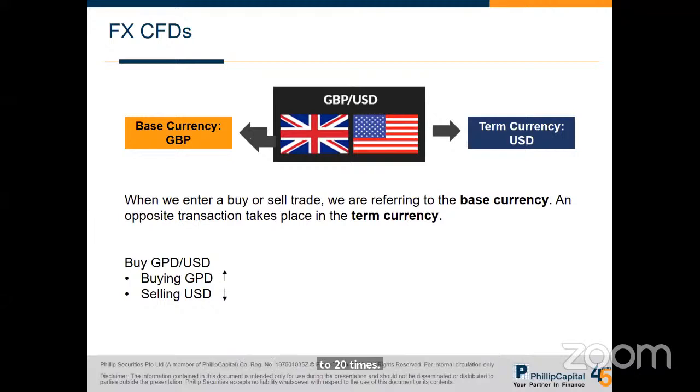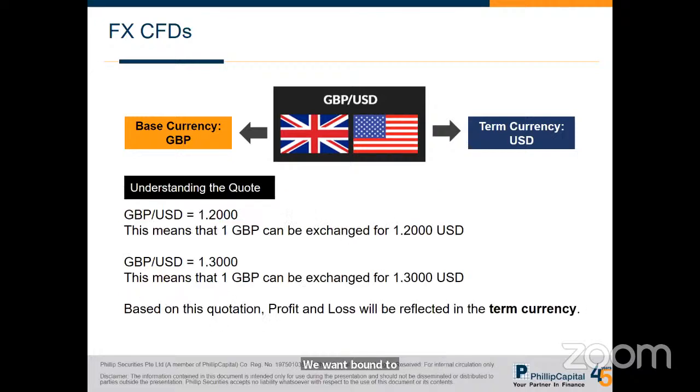Okay, for Forex, when we buy or sell, we are referring to the base currency. An opposite transaction takes place in the term currency. So for example, this pair, pound dollar. Pound is the base currency and USD is the term currency. So if we were buying the pound dollar, essentially we are buying the pound and selling the dollar. We want pound to strengthen and dollar to weaken.